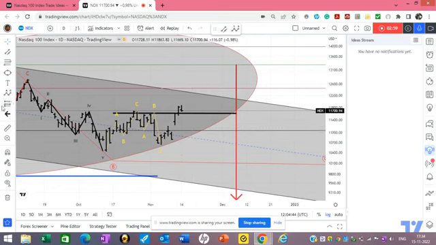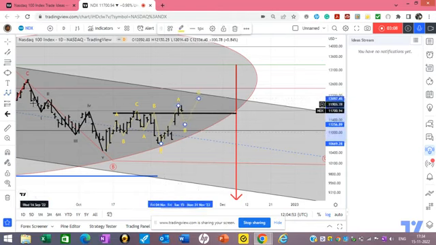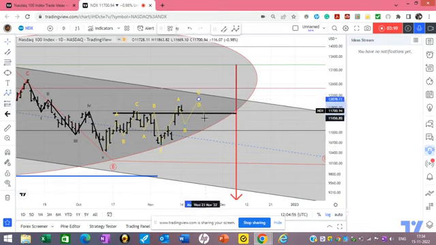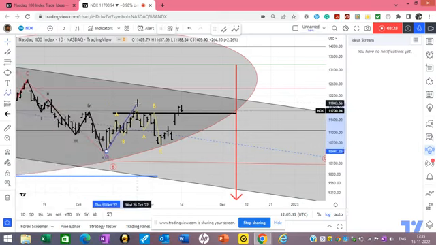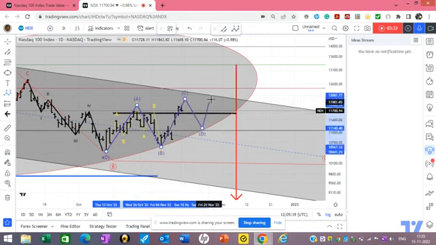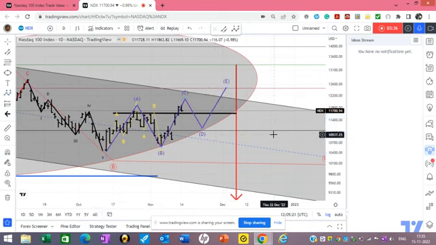So the wave could be something like this: A, B, C, and then A, B, and C. Something like this. So I'll mark it as a triangle wave because prima facie it is looking like a triangle wave to me. A, B, C, D, and E. That kind of wave I'm expecting in Nasdaq.